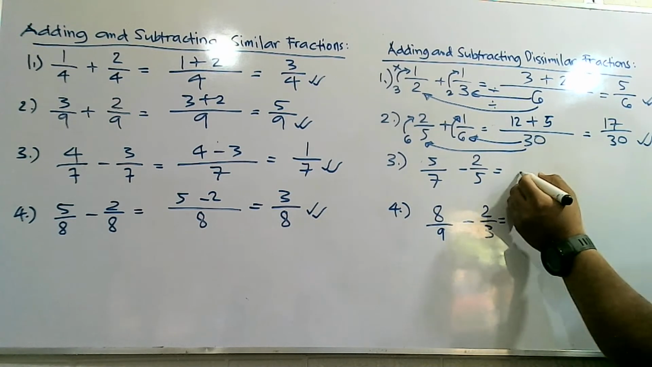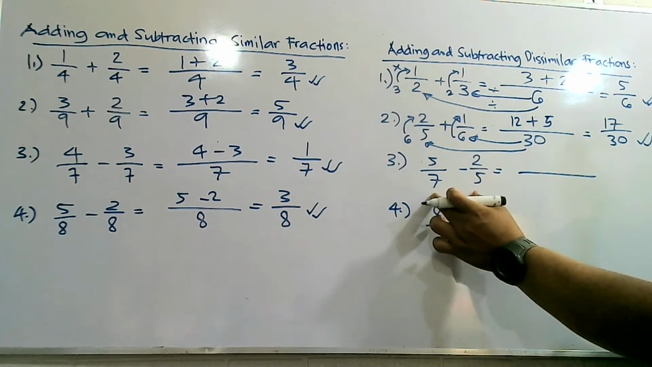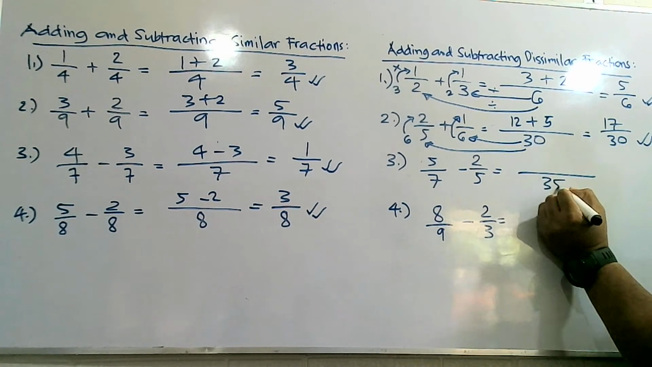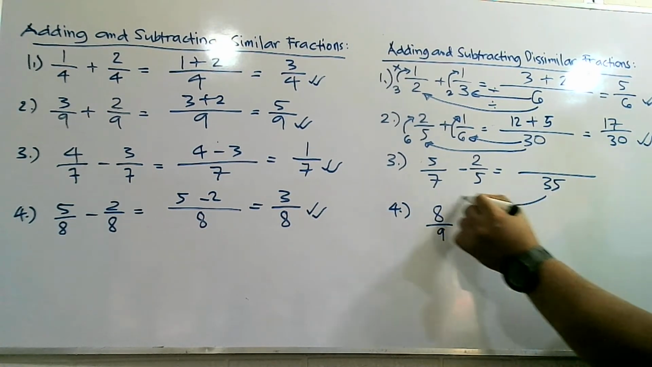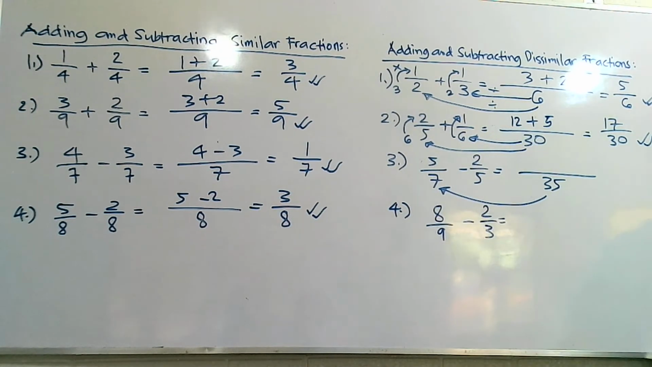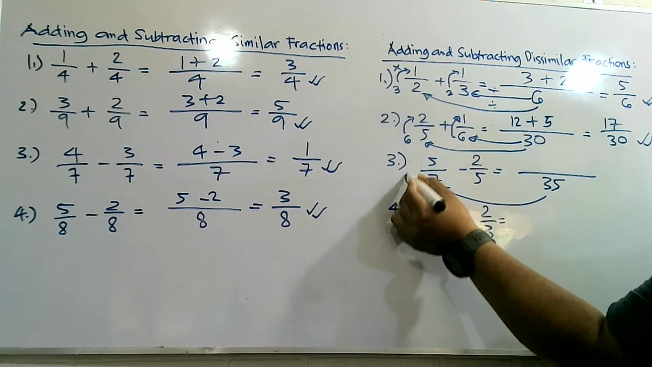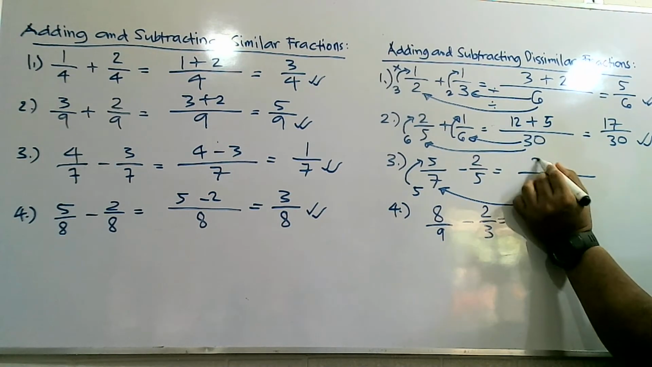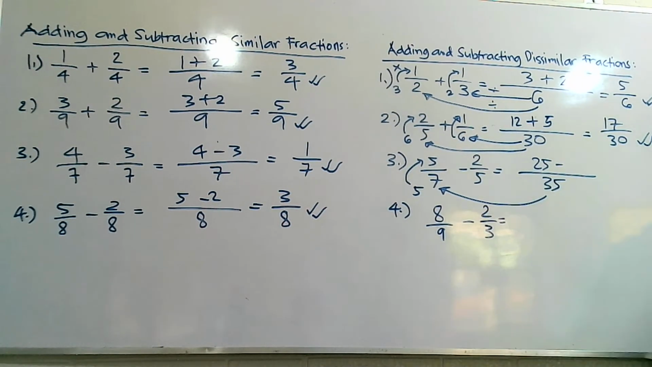Now number 3, it's subtraction. LCD of 7 and 5 is 35. So divide 35 by 7 is equal to 5. And then you multiply the 5 on the numerator. So therefore you have 5 times 5 is 25. Then you write the minus.